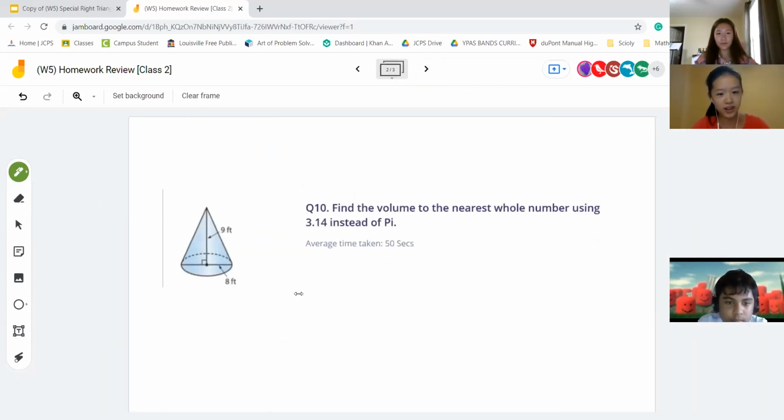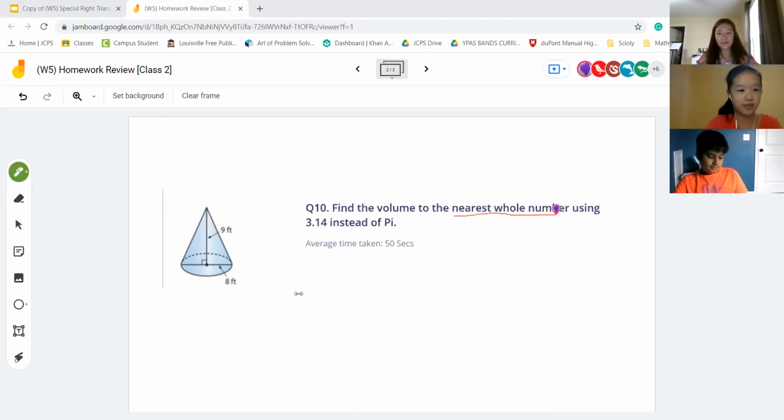Okay, so for this problem, we need to find the volume of this cone, and it's asking us to round to the nearest whole number. The formula for the volume of a cone is the base, which is a circle, times the height, and then you divide by 3 because it's a cone. So volume equals 1/3, and the base is pi r squared, so pi r squared times height.